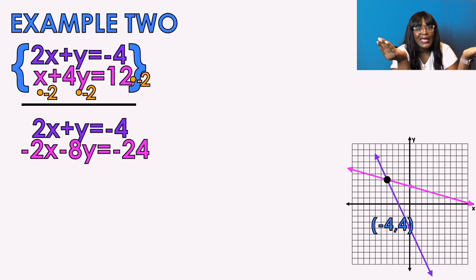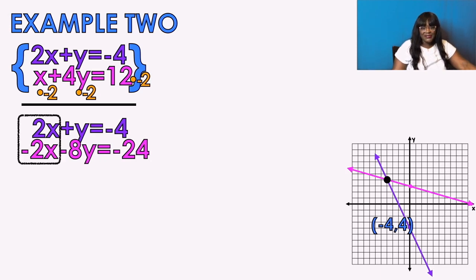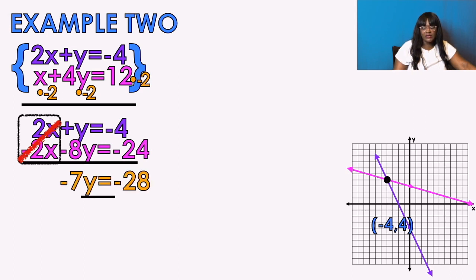I can multiply 1 by any number in the world to get a matching number. So the matching number I needed to get was a -2. So I multiplied everything in that bottom equation by a -2. Now that I have opposites, I can do it just like I did the last problem, right? Those opposites, bye, and I'm going to add down. -7y equals -28. I'm going to divide by -7, y equals 4.